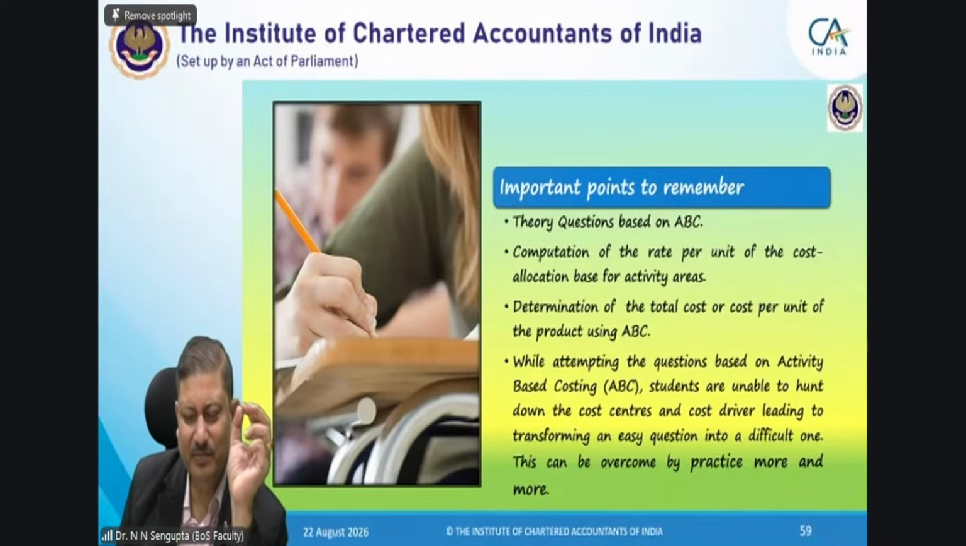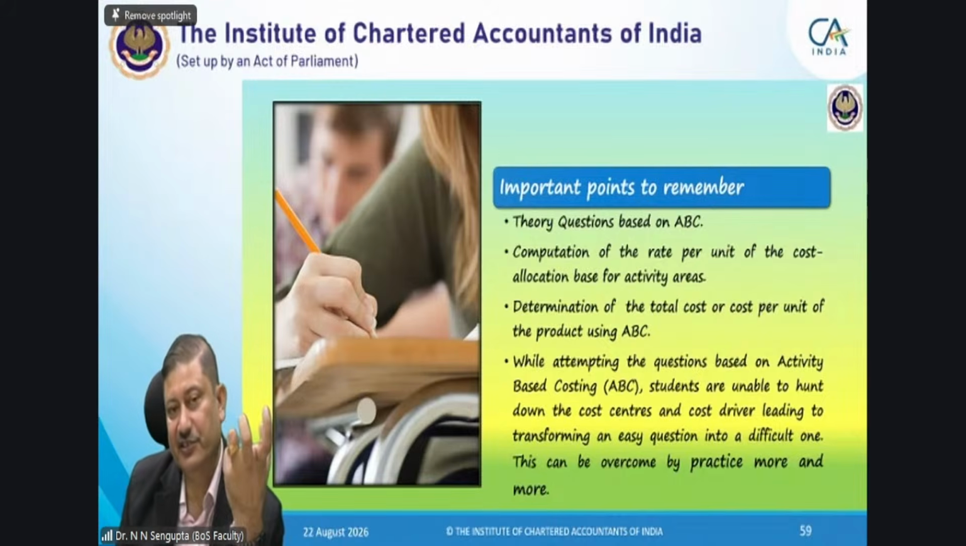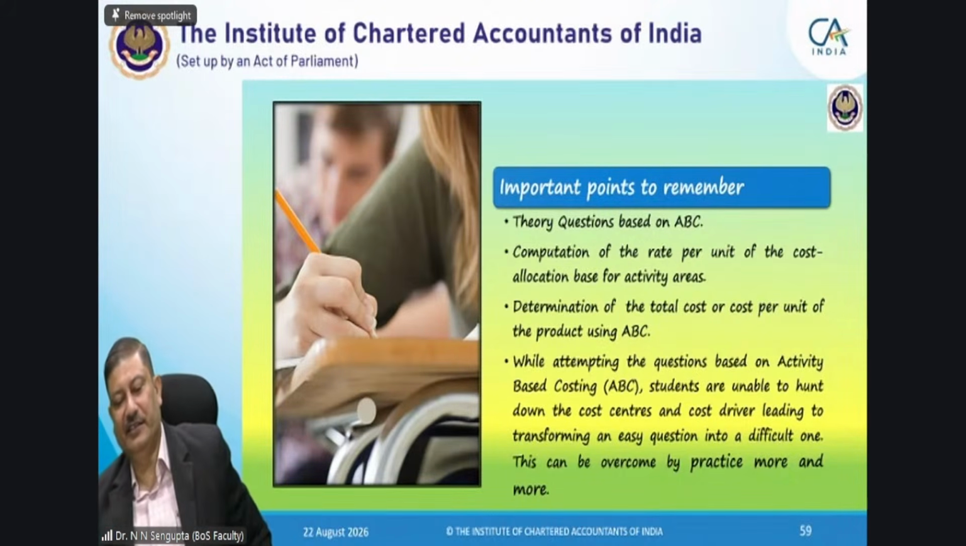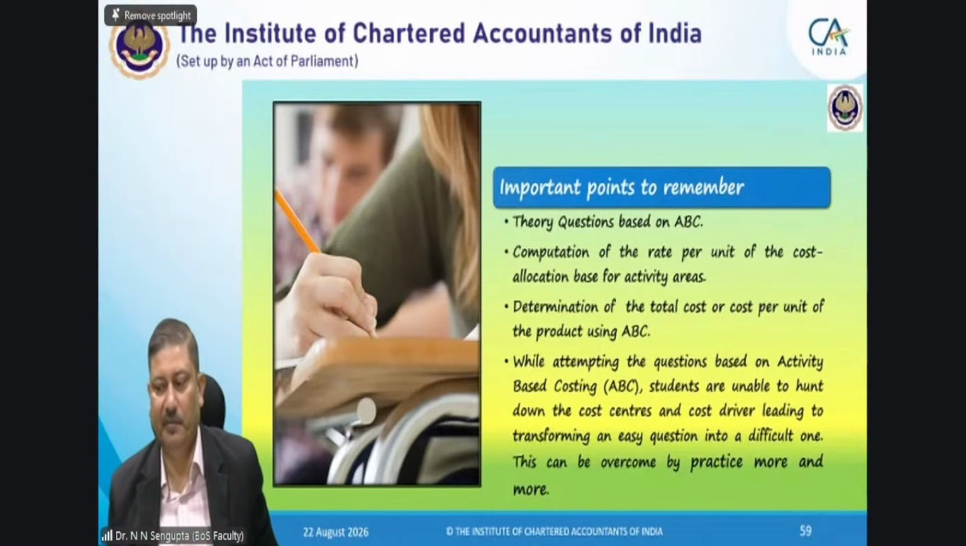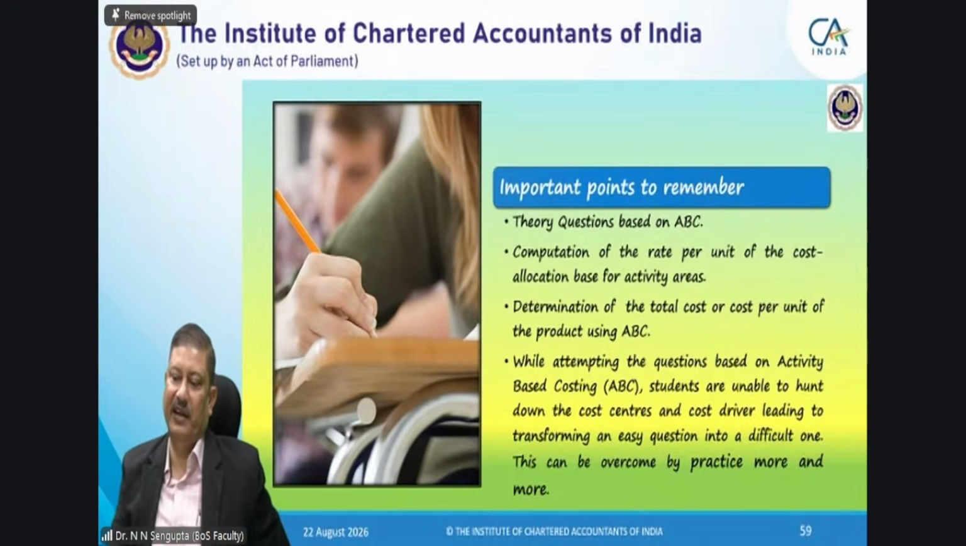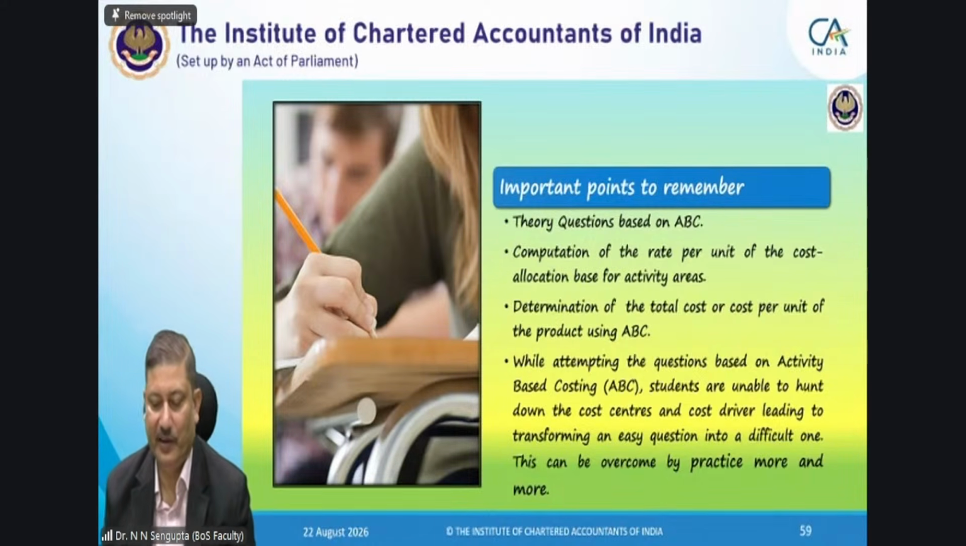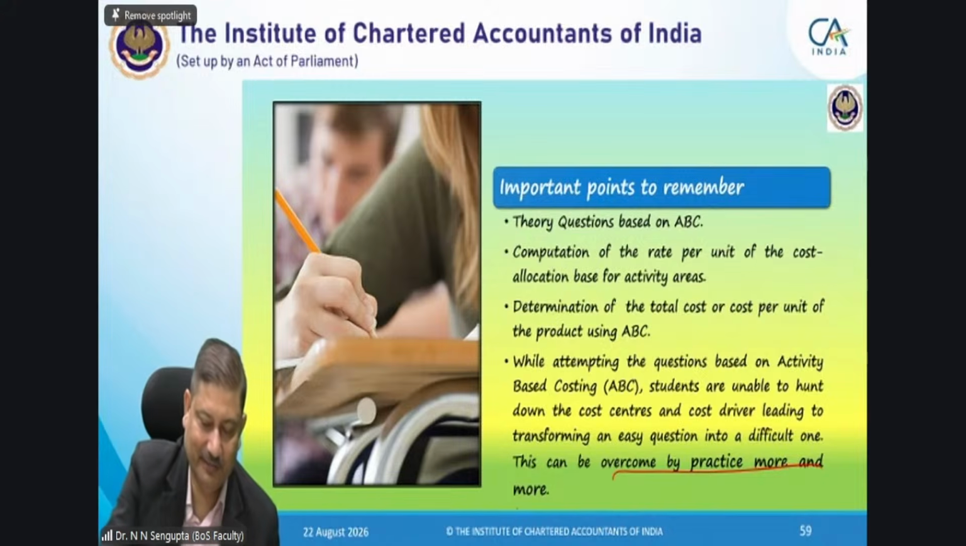So some parts are theoretical questions, otherwise we see numerical questions, descriptive questions, as well as case scenarios. So all possibilities are there. It is a very important topic from a management accounting perspective, activity based costing related to overhead distribution, and you must practice more and more numericals as we have prescribed.